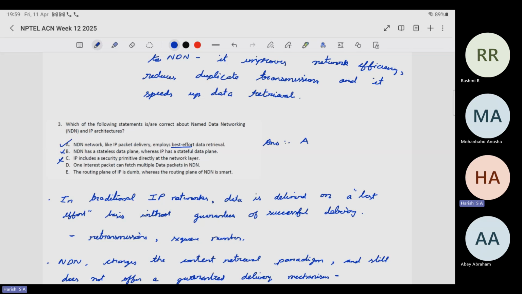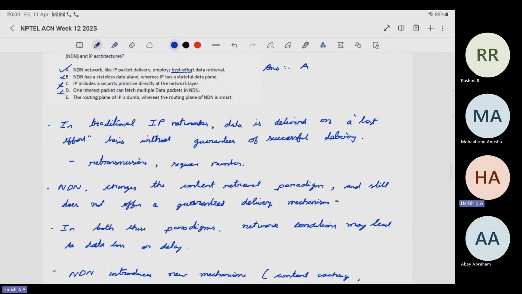And D is one interest packet can fetch multiple data packets in NDN. So is this correct? The perspective you look at it from is what matters here. In NDN, each interest packet is meant to fetch a specific chunk of data only, right? So one interest does not automatically retrieve multiple data packets. So that's why D is wrong, right?